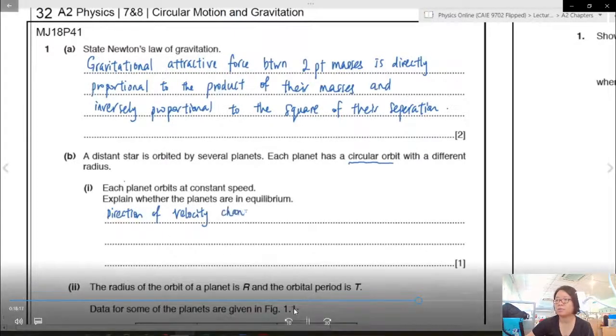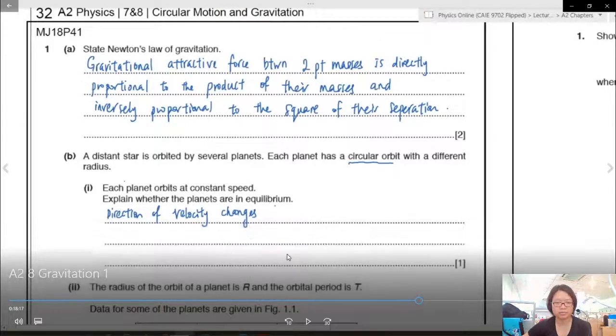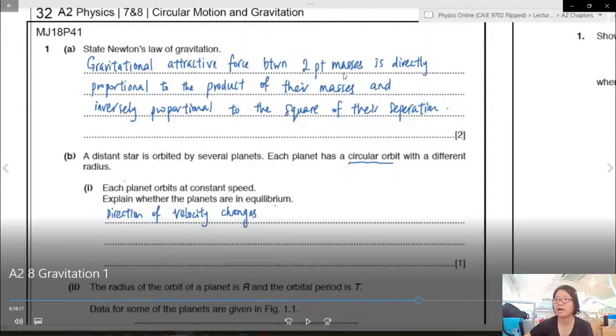Okay? You might be thinking, Miss, I just write 2 point masses, I get 1 mark. Very nice, you get 0. You will not get the point mass mark if you don't write the relationship correctly. I don't set the rules. Because if you only write 2 point masses, it makes no sense.